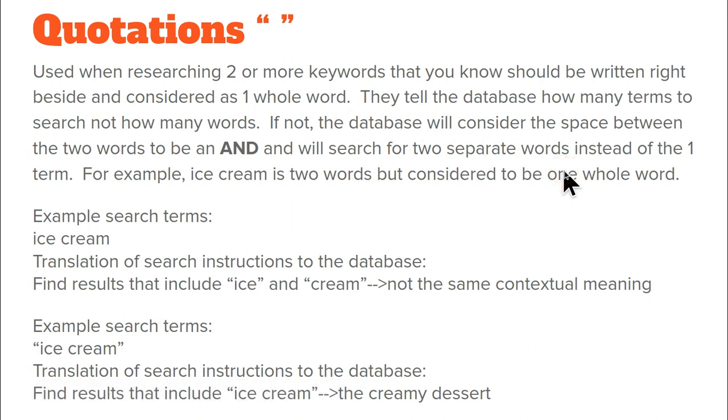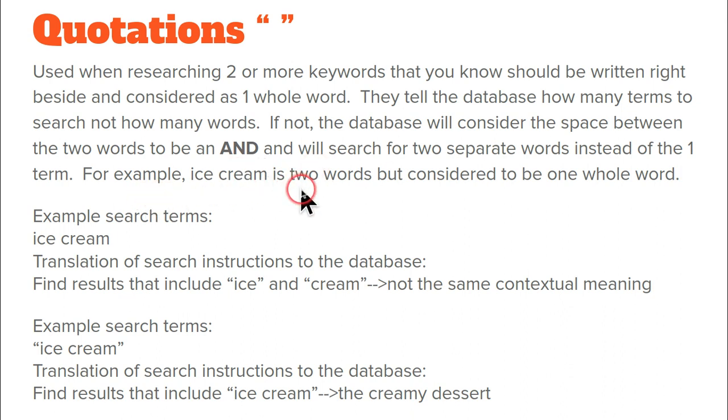Quotation marks. We use quotation marks when you have two or more keywords that should be written side by side and considered one word. Okay, so this is telling the database how many terms you want to search, not how many individual words you want to search. If not, then the database is going to consider the space between the two words to be an "and", and it'll search for two separate words, not one term.